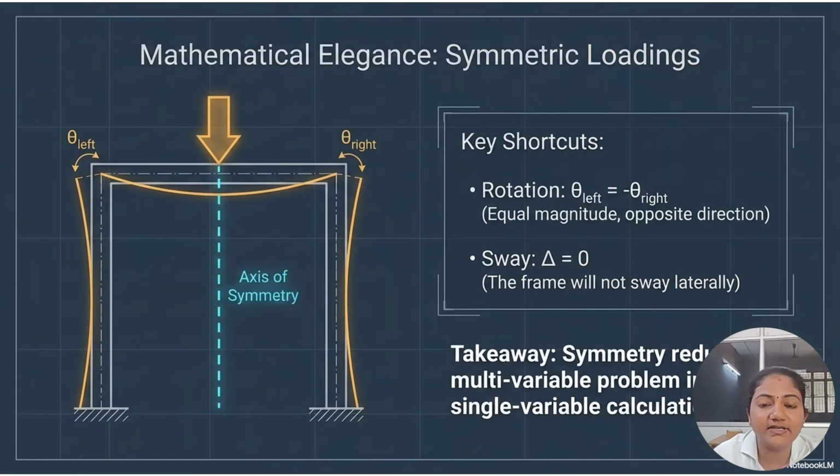And then the mathematical elegance. Here the theta left is equal and opposite to the theta right, which is of equal magnitude and opposite direction. The frame will not sway laterally, that is why we are not considering it.